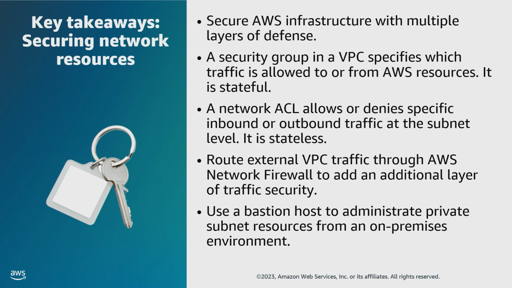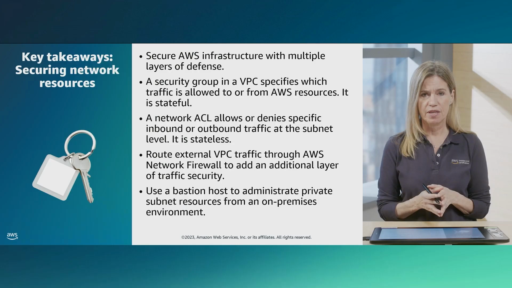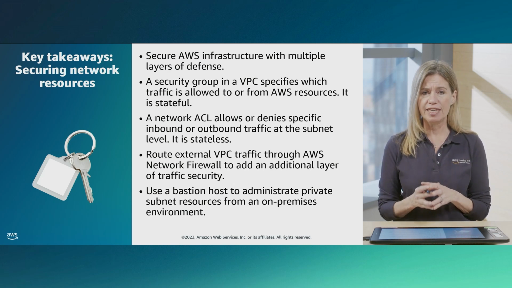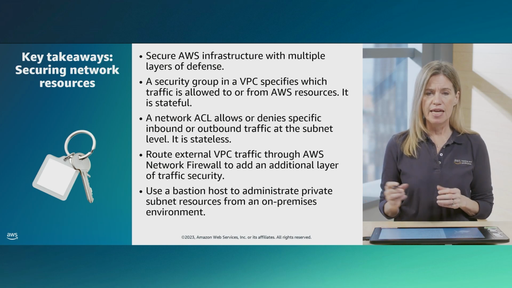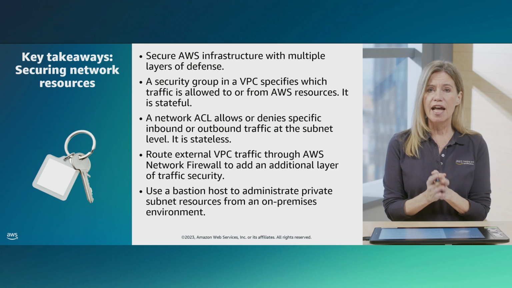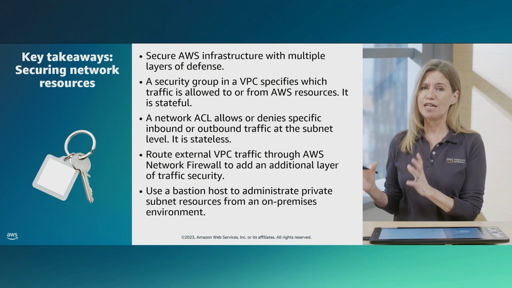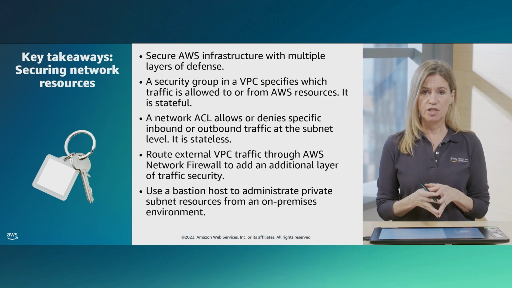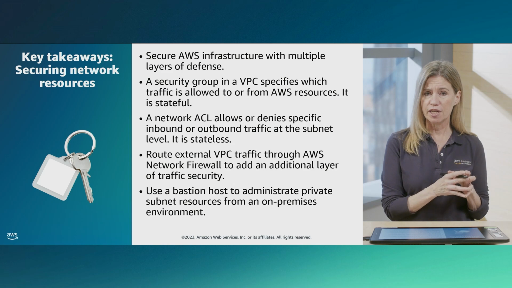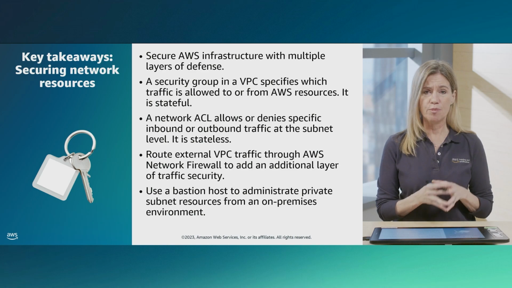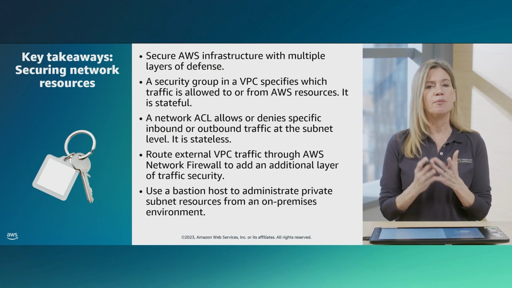Options and details for securing your network can be confusing. The key things to remember from this overview are the distinctions between the options discussed. Security groups are stateful, and their rules specify what inbound and outbound traffic is allowed for a resource. Network ACLs are stateless, and their rules can be both allow and deny for inbound and outbound traffic for a subnet. To add additional protection to your private subnets that receive external traffic, use AWS Network Firewall. If you need to do maintenance on an EC2 instance in a private subnet from an external network, you might use a bastion host.